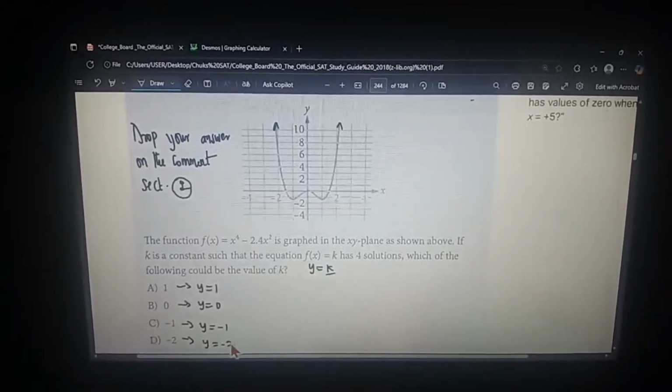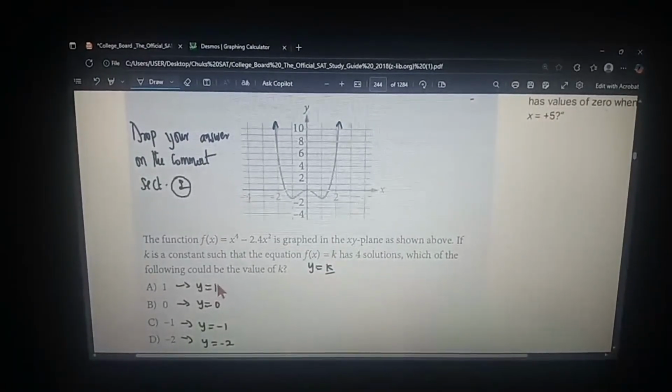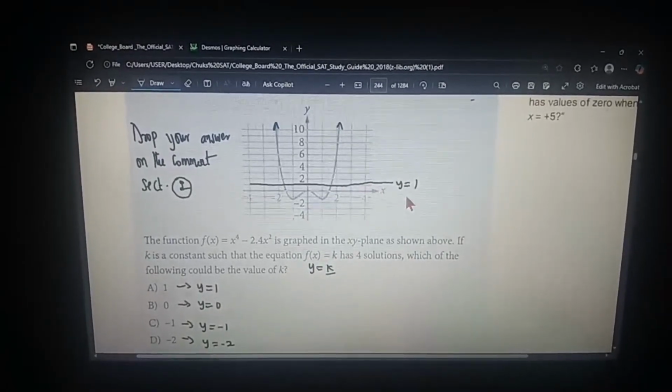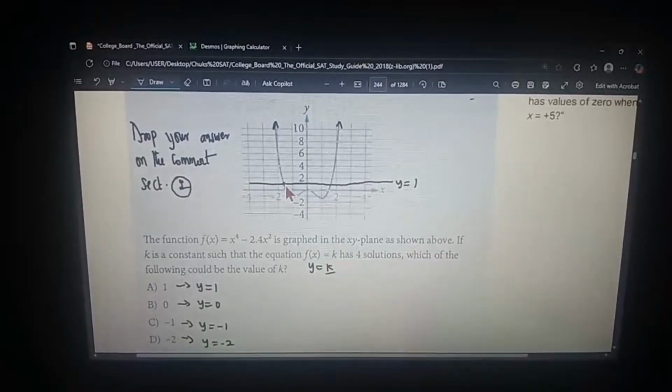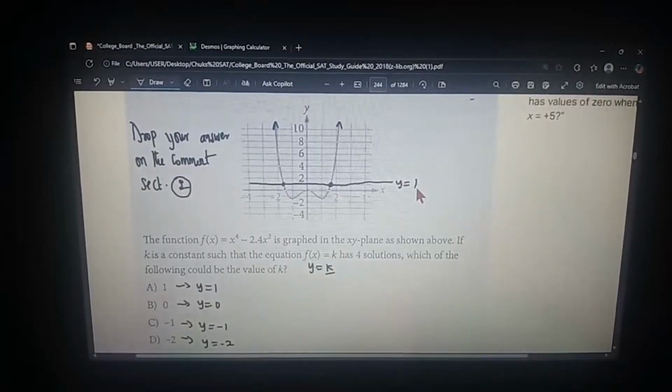If you draw y equal to 1 on this graph, it's going to be like this. This is the line y equal to 1. And you see it has only two solutions because it has two intersections. The number of intersections determines the number of solutions. Because there are just two intersections here, this line has only two solutions, but we're looking for four solutions, not two.